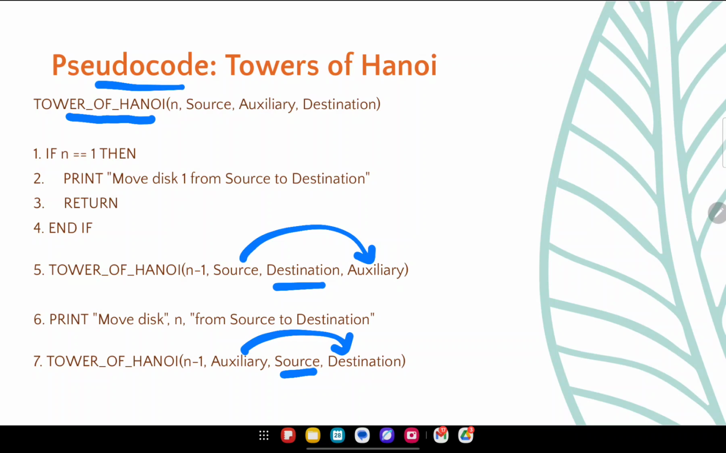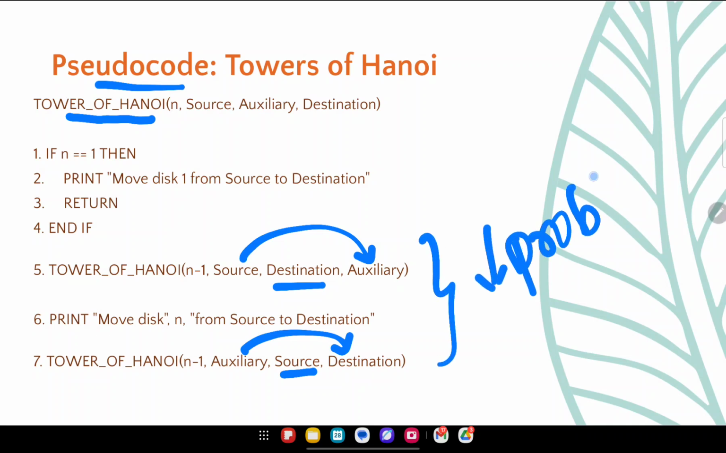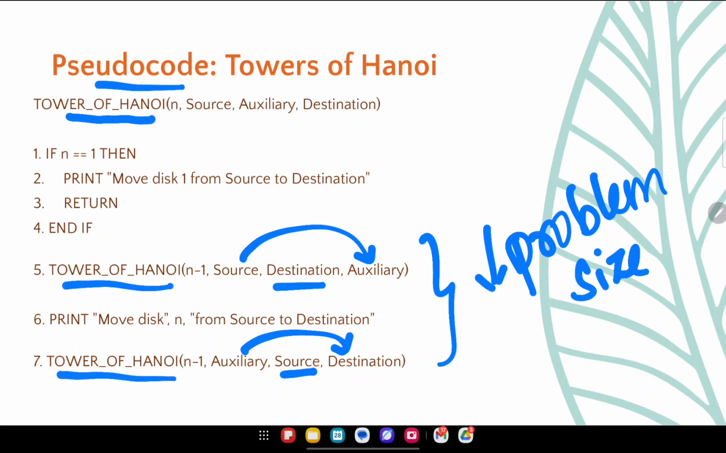Each recursive call reduces the problem size. So this is a very important point. So this Tower of Hanoi is a recursive function. It again and again calls the function. This is called a recursive call.